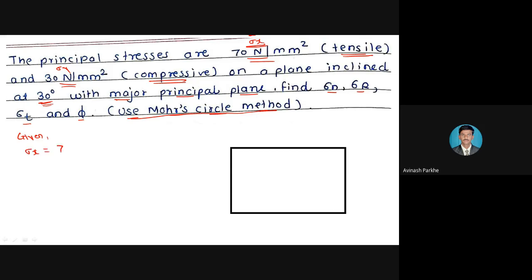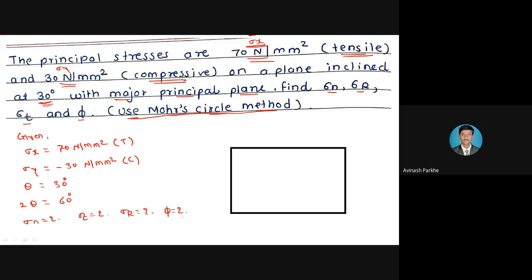Sigma x is equal to 70 Newton per mm square. Sigma y is equal to minus 30 Newton per mm square because it is negative. Theta is equal to 30 degree. Then I will write 2 theta is equal to 60 degree, and we have to calculate sigma n, sigma t, sigma r and phi. Okay, so immediately draw the figure.